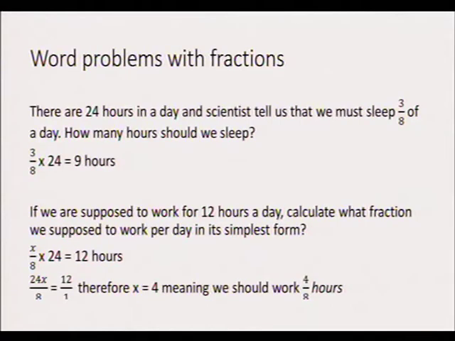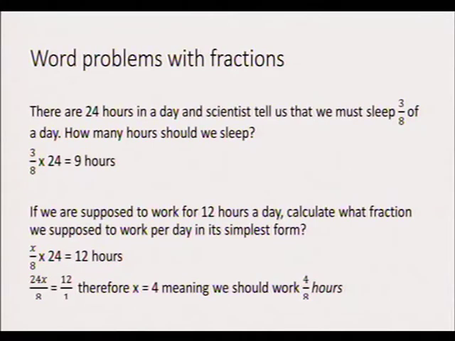Now here, we know that 3/8 we sleep. What we want to find out is the fraction that we're supposed to work in terms of 12 hours, if we have to go to work and work for 12 hours. So we say x over 8 multiplied by 24, because we don't know x. So 24x over 8 is equal to 12 over 1. Therefore, x is equal to 4, meaning we should work 4 over 8 of the day, which will be equal to 12 hours.